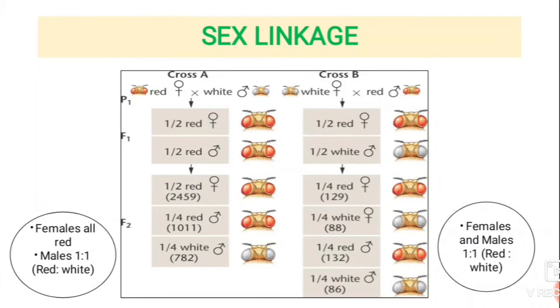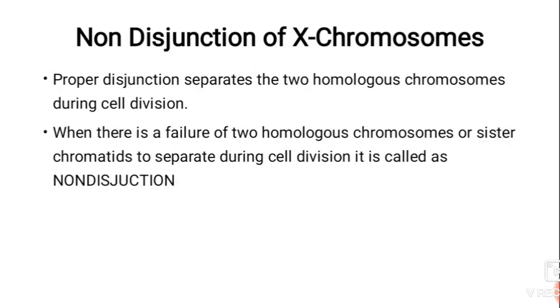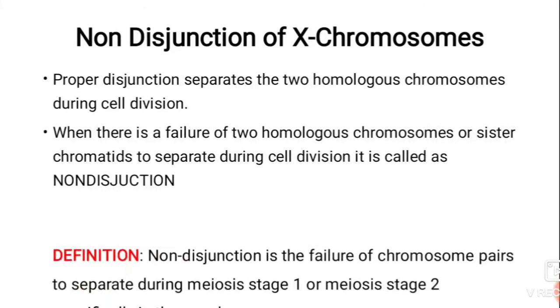Next, nondisjunction of X chromosomes. Let's see what nondisjunction of the X chromosome is. Proper disjunction separates the two homologous chromosomes during cell division. When there is failure of two homologous chromosomes or sister chromatids to separate during cell division, it is called nondisjunction. Nondisjunction is a failure of chromosome pairs to separate during meiosis I or meiosis II, specifically in anaphase.